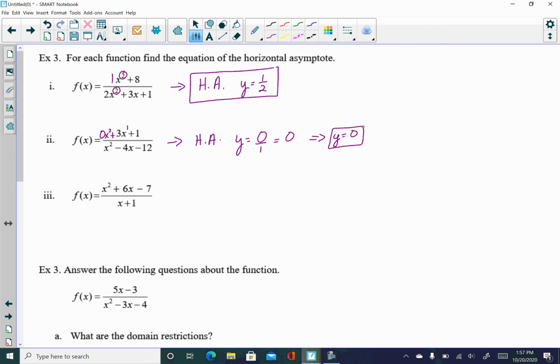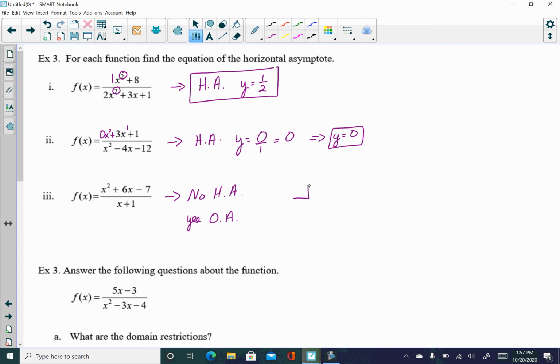Final answer. Then down here in number 3, the degree of the top is bigger than the degree of the bottom, so that means we have no horizontal asymptote. But you can see that you are only top heavy by 1, so you would have an oblique asymptote. So yes, you would have an oblique asymptote. I think it's worth again showing you the process to find that oblique asymptote.